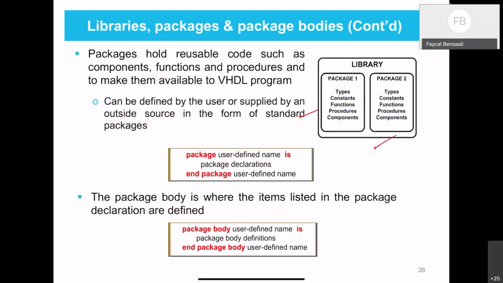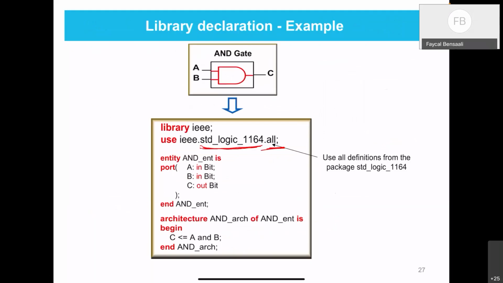Of course, if you want to create your own library, then you need to create packages first. And to create packages, you need to use the package declaration and the package body, which is similar to entity and architecture. In the package declaration, you define what you want. So for example, if you need a function, if you need a component, and so on, there are different parts. Again, this is out of the scope of this. We are not going to create our own libraries. We are going to use the IEEE library, which is enough for us.